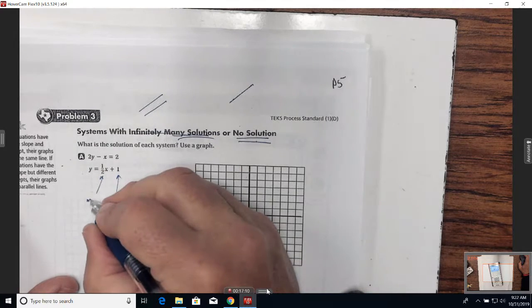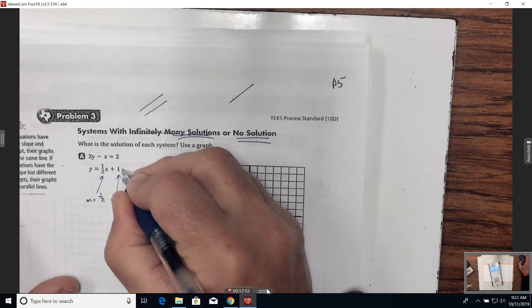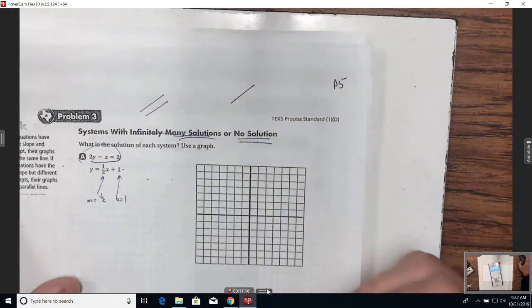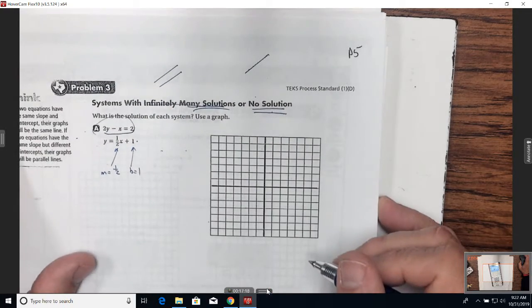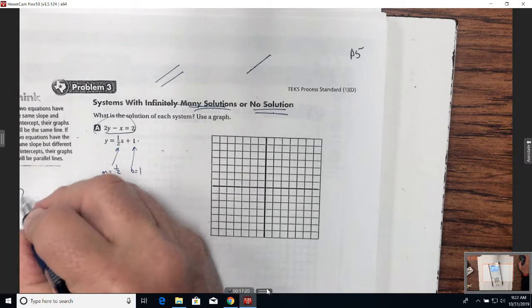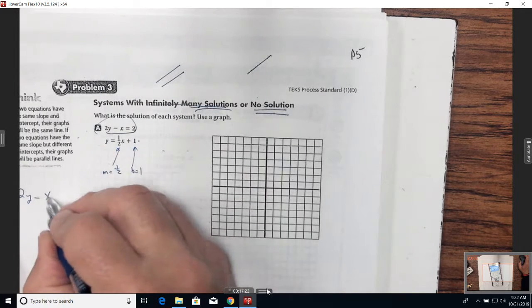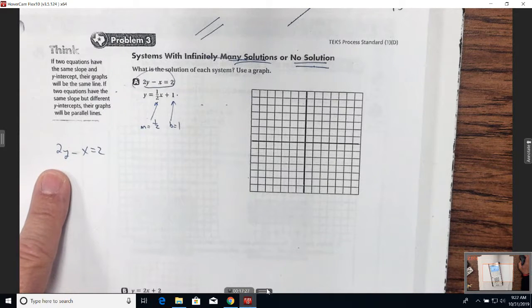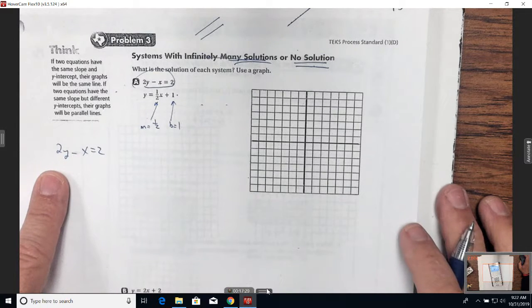So what's this slope in this problem? 1/2. And what's this intercept? 1. Figure out the slope and the y-intercept in that first equation. So how do I do that? I put it in slope-intercept form from chapter 3. How do I put that in slope-intercept form? Just get the y by itself.